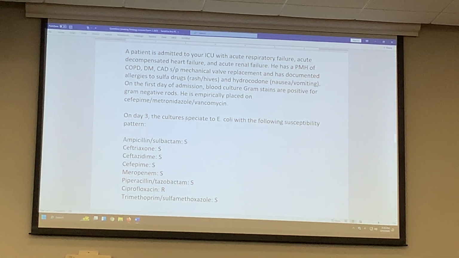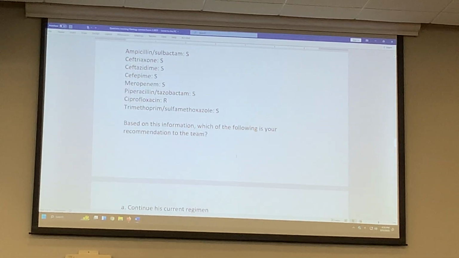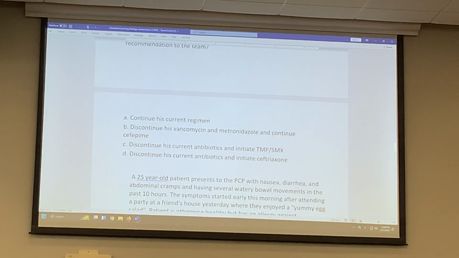So now, what is actually happening? We know it's E. coli, right? So do we have MRSA? No. Do we have anaerobes? No. So what would we do immediately? Discontinue what? Vanco and metronidazole, right? Now would you continue the cefepime?